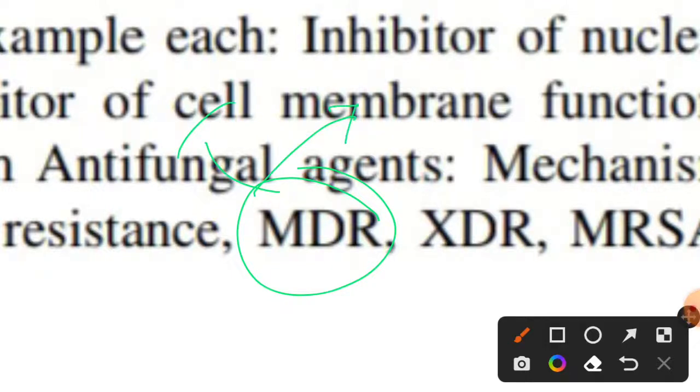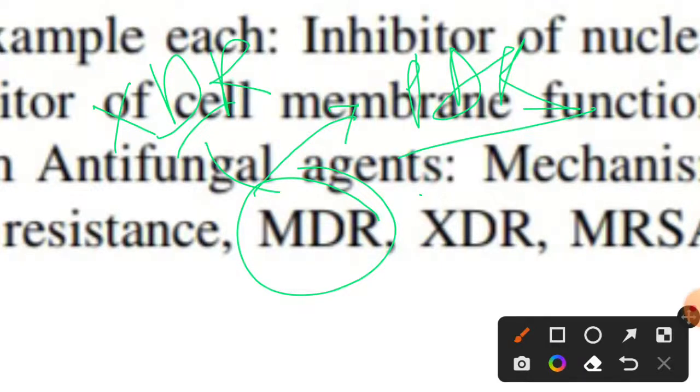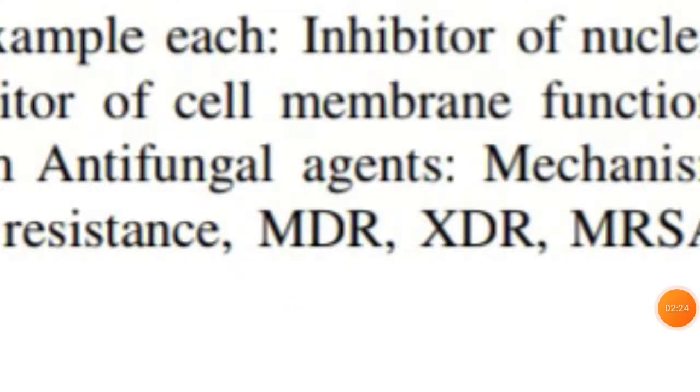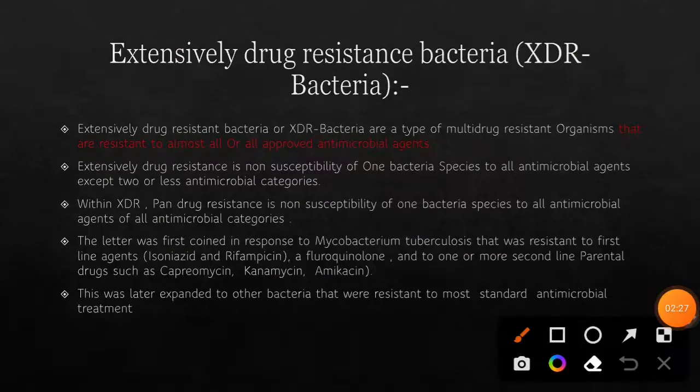They classified MDR into two main parts. One is XDR, another one is PDR. XDR means extensively drug resistance, and PDR means pan drug resistance. So now let's talk about XDR. Extensively drug resistance, what does it mean? Extensively drug resistant bacteria have the ability to resist near about all antimicrobial agents which were approved.